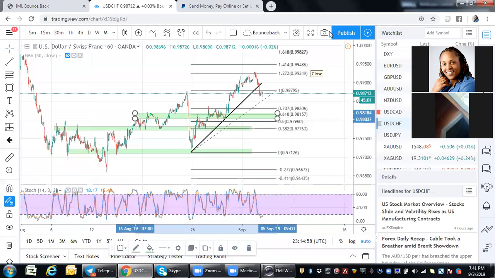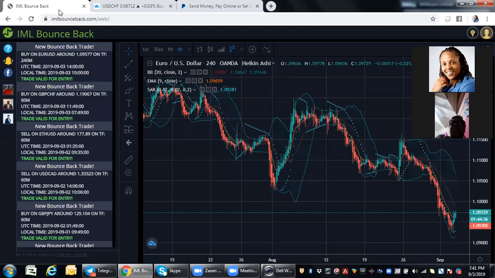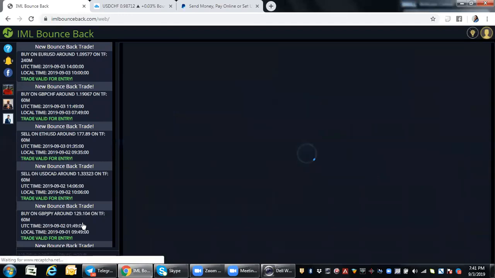It's opposite to Euro USD. So if EU sells, USHF will buy. Right? So let's look at bounce back. I just wanted to touch on that. Let's look at bounce back. So we got a couple of trades coming up. But I can start with GBP JPY.